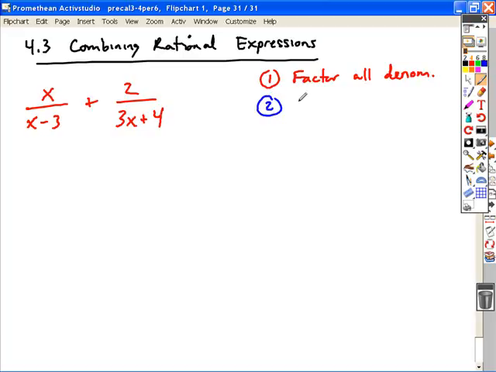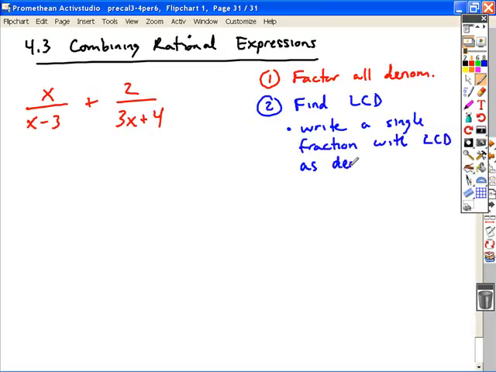Step 2, you're going to find the LCD. LCD represents least common denominator, and the way that you find that is we're going to write a single fraction with the LCD as the denominator. Okay, so we just create our single fraction, and you find every distinct or unique factor in the denominators of all the fractions involved.